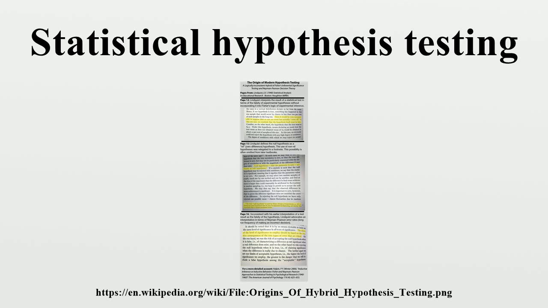Compute from the observations the observed value TOBS of the test statistic t. Decide to either reject the null hypothesis in favor of the alternative or not reject it. The decision rule is to reject the null hypothesis H0 if the observed value TOBS is in the critical region, and to accept or fail to reject the hypothesis otherwise.